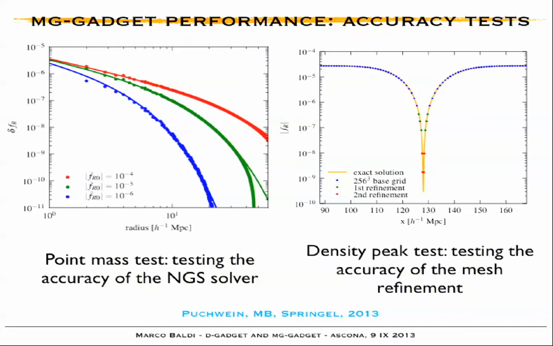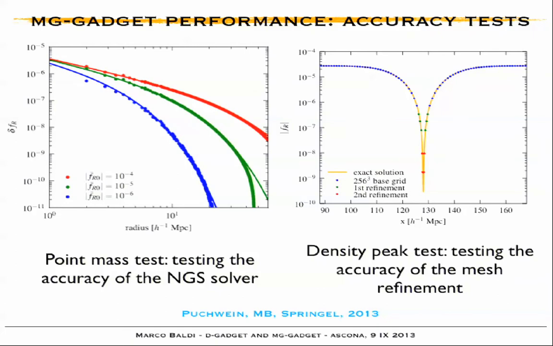So these are a few accuracy tests that we have done. This is the point mass. This is the expected evolution with radius of the extra degree of freedom, this delta f(R). And the points are what we get from our simulation. So you see there is very good agreement. We have just some deviation at very large distances, but this is due to the periodicity of our box. So here we start to see replication of our point mass in our periodic boundary conditions.